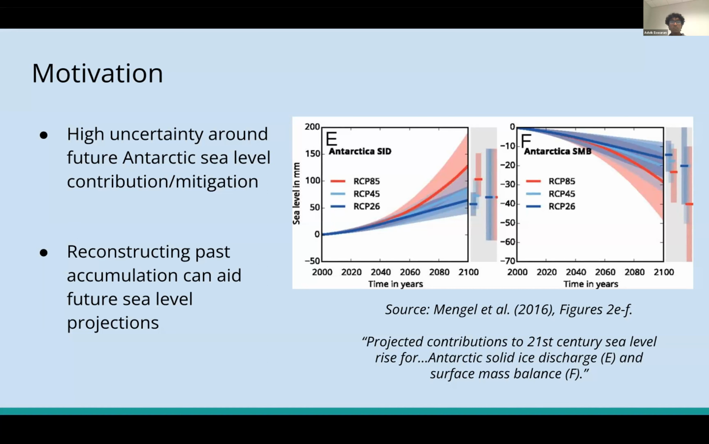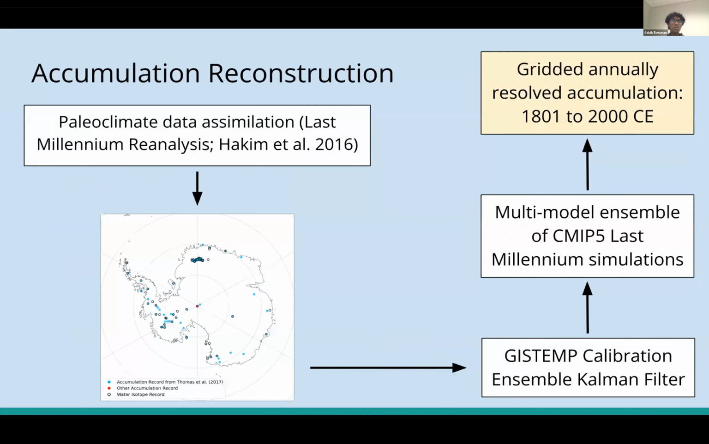And so to understand the future, we can look to the past and see how snowfall might have changed over Antarctica in the past, over the past century or two. And if we can understand how accumulation changed during that time period, this can hopefully help us project the contribution of Antarctica to sea level rise in the future. And so then we come to our method for reconstructing Antarctic snowfall.